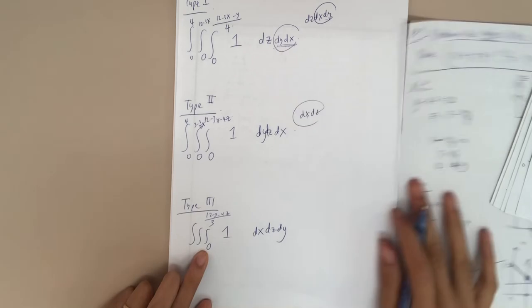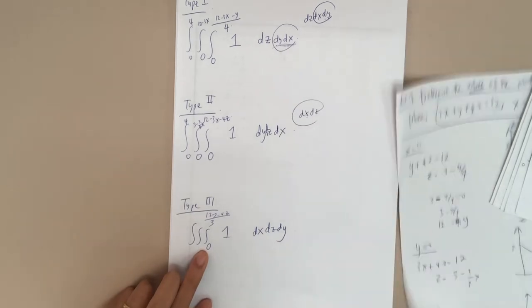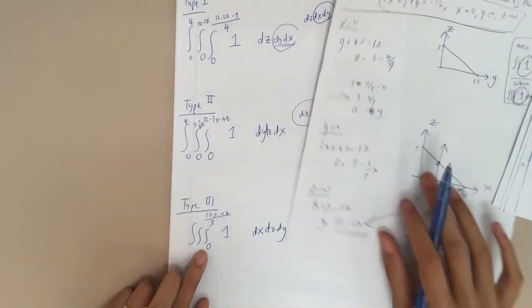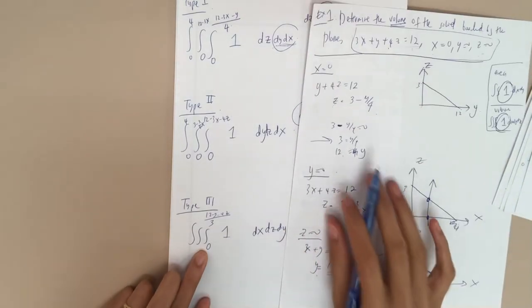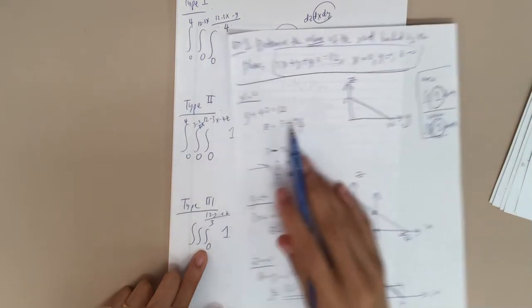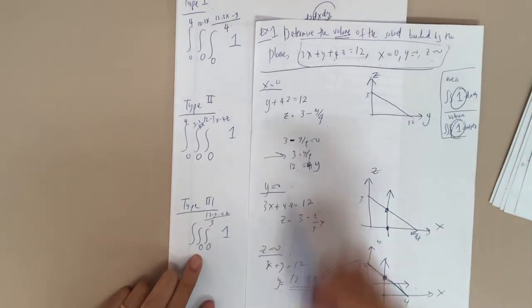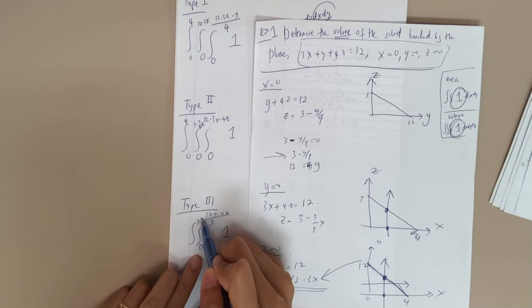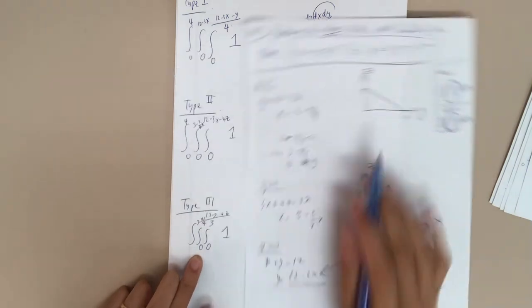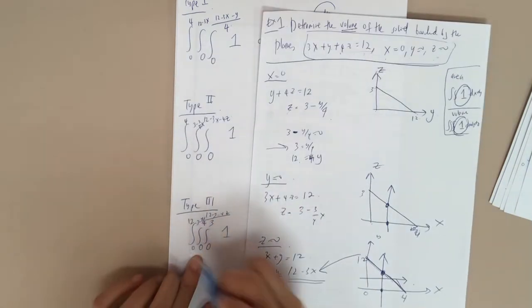And then what's the limit for z dy? So z dy is here. So that means you need to get here what we call dz. So here is 0, and then the equation for z is 3 minus y over 4. And then what's the limit for y? 0 until 12.